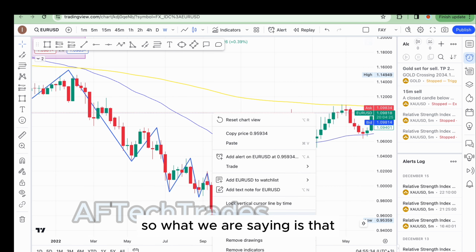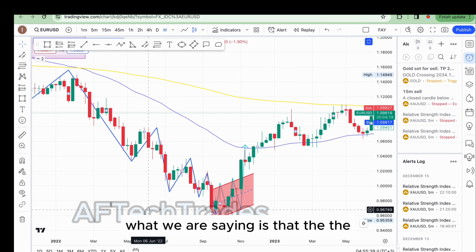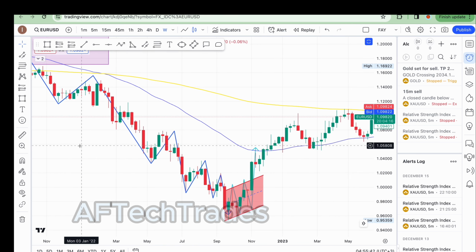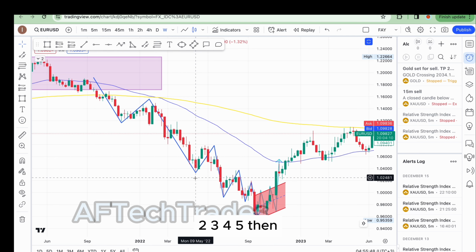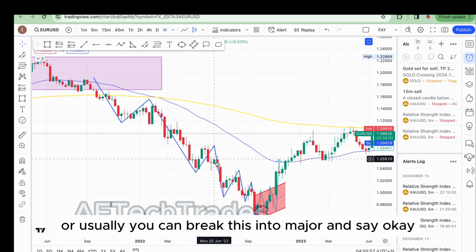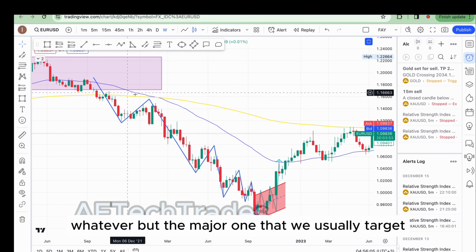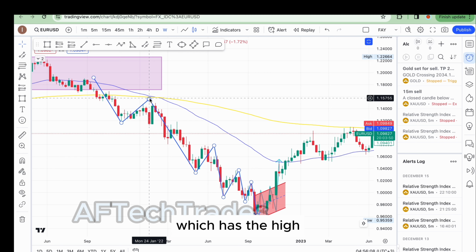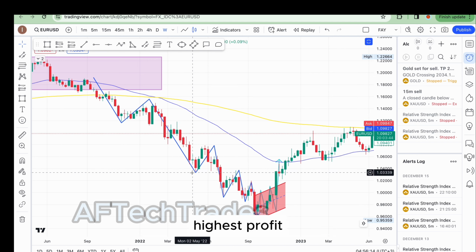Okay, so what we are saying is that the run from here, 1, 2, 3, 4, 5, then A, B, C, then consolidation here. Usually you can break this into major and say, okay, this is the fifth one, A, B, C, whatever. But the major one that we usually target, which has the longest move, is usually this wave 3, and this is what gives us the highest profit.